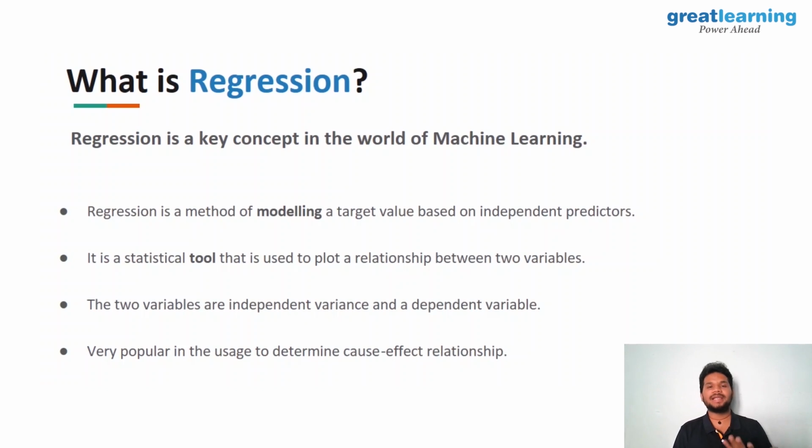So think of regression like a statistical tool. Now, this tool will be used to actually plot relationship between two variables, or in many cases, it so happens that it can be more than two variables as well. But to simplify it down, we're going to take two variables. Now, what are these two variables? One variable is an independent variable and another variable is called a dependent variable.